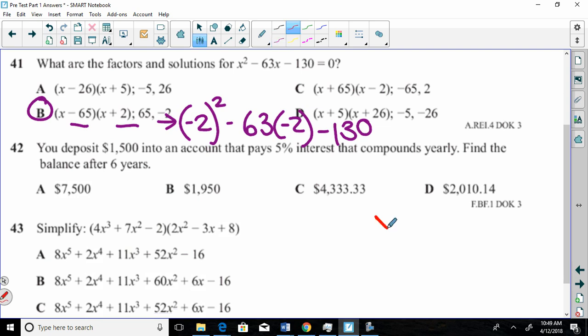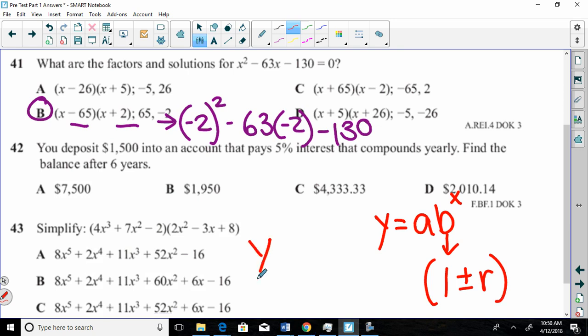But remember, all they give you on your formula sheet is this. You need to know that B is 1 plus or minus R. They're not going to give you that. And A is your initial value. What's your initial value in this situation? 1,500, right? That's my A. And if something's paying you, would that be plus or minus? Plus, right? Because I'm not actually withdrawing or taking it away. It's adding to my account.